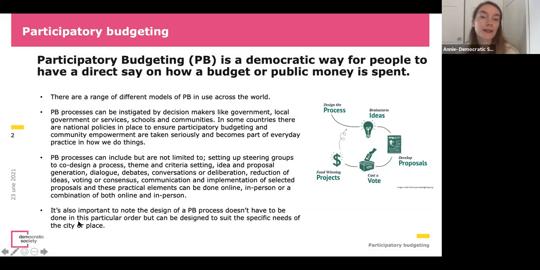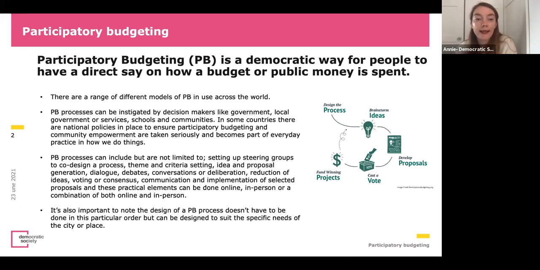Okay. So, participatory budgeting is a democratic way for people to have a direct say on how a budget or public money is spent. So that's used in Scotland. I know there's different ways of sort of saying it in different languages. There are a range of different models of PB used across the world, so different examples everywhere. PB processes can be instigated by decision makers like governments, local government or services, even schools or communities. So it doesn't need to be as broad as that. It could actually be on a quite small local level.